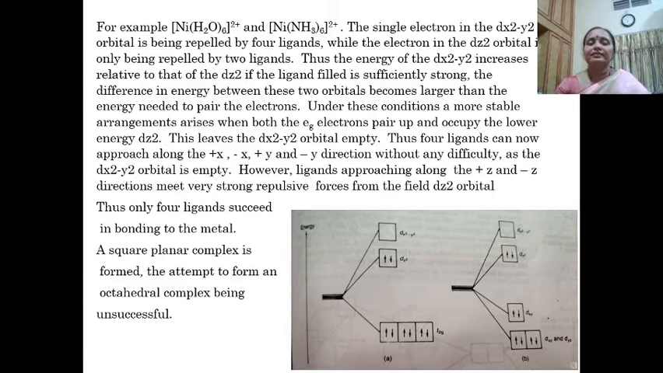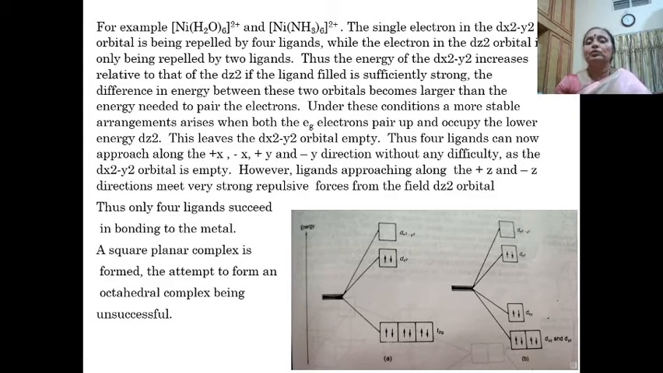Because of this difference in energy, a more stable arrangement arises when both the eg electrons pair up. Here, the electrons which were present singly in dx²-y² and dz² pair up and occupy the lower dz². This leaves the dx²-y² orbital empty. Thus, the 4 ligands now approach along the plus x, minus x, plus y and minus y without any difficulty, as dx²-y² is empty.